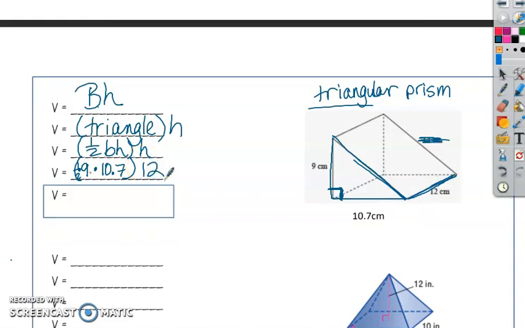Now, I could take half of 9. I know what that is. I don't want to take half of this, but I could take half of 12. Half of 12 is 6. Times, I still have 9. I still have 10.7. Your job is to multiply these 3 numbers to finish this up.